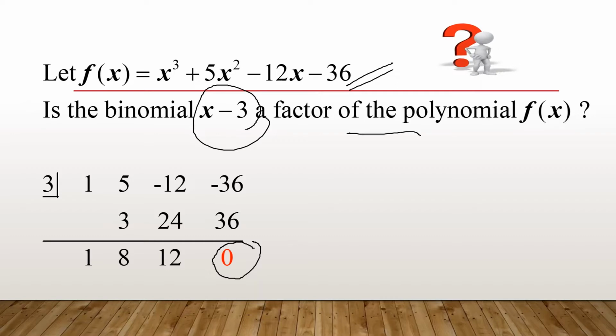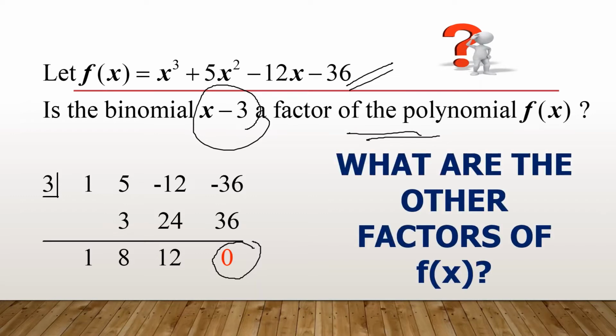But the question doesn't end here because there is another question to continue this kind of problem. And what is that question? Here it is. What are the other factors of f of x? Meaning to say, we have to look for other factors. We know that x minus 3 is already a factor, but this is not the only factor. That's the next question that we have to look for. We have to look for the other factors of the given polynomial.